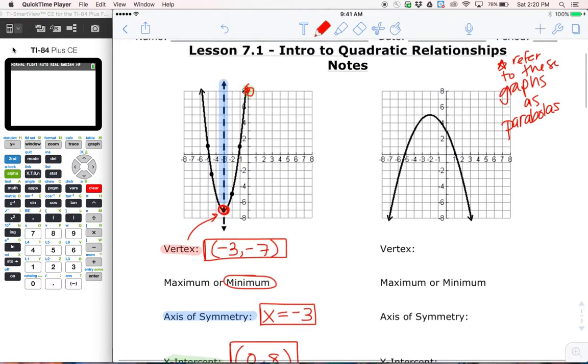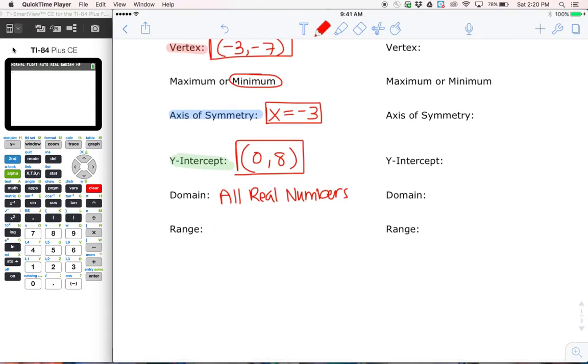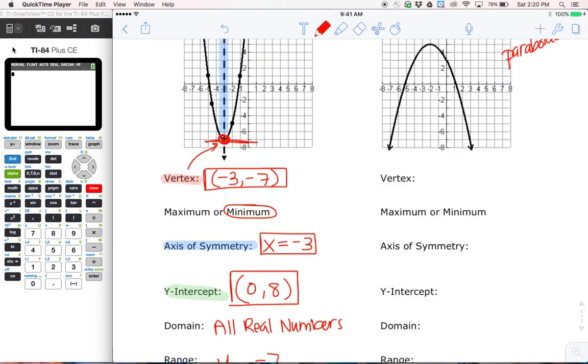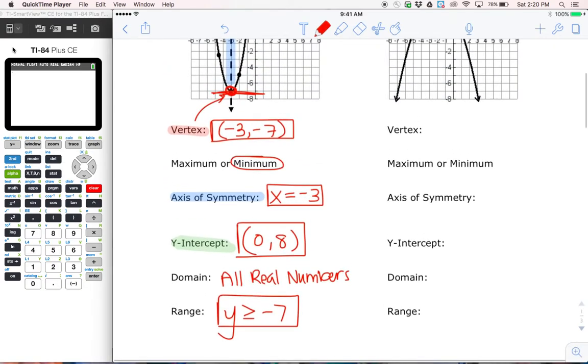And my range, okay, well, we said it has this lowest point. So all my points go here and up. So we're going to say all the y values start at -7, right? Down here, y is -7, and they go up. And the way I'm going to do that is I'm going to use an inequality. I'm going to say all the y's are greater than or equal to -7. They all are -7 or above.